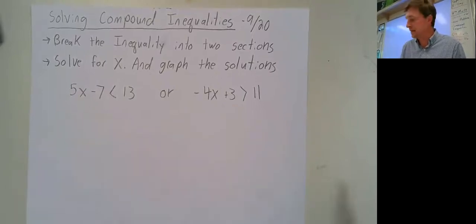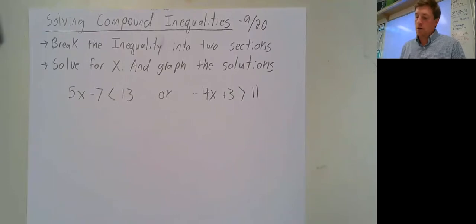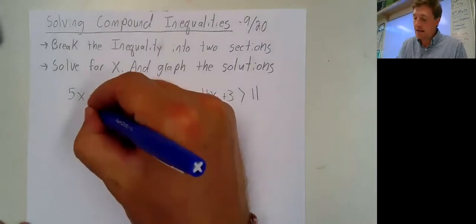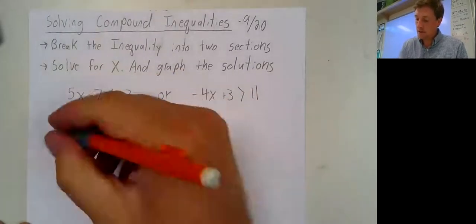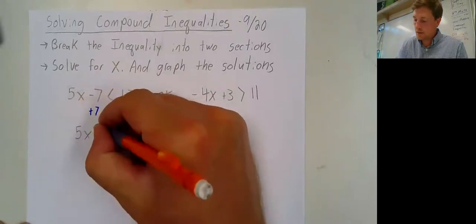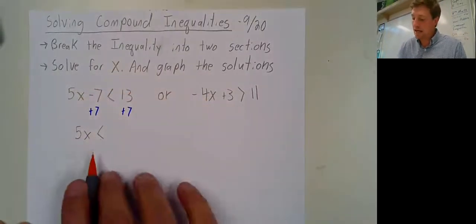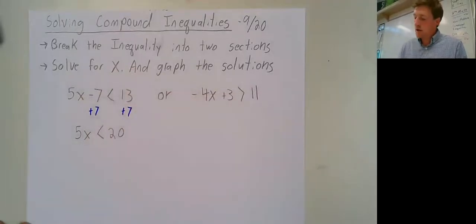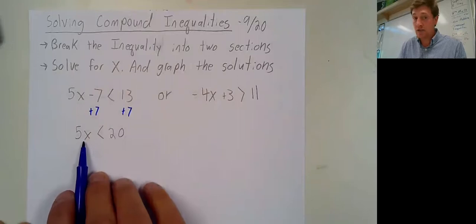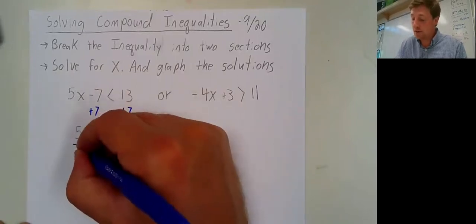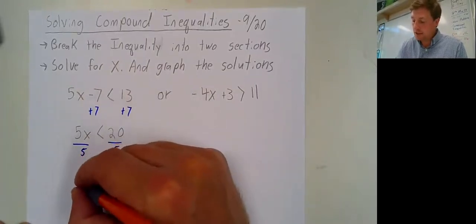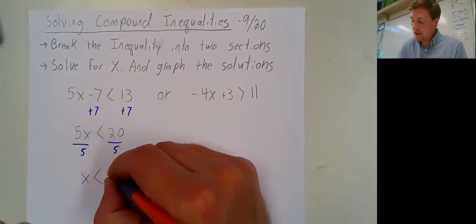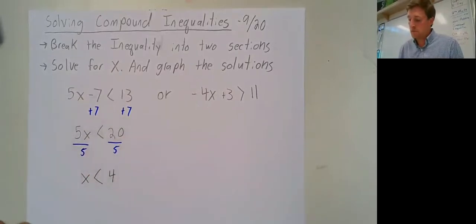So we follow the same steps here. Thinking about SAD-MEG, we're going to add 7 to each side. And we'll get 5x is less than 20. And then this is like saying 5 times x. So we need to do the opposite operation, which is division. So I'm going to divide each side. And I'm going to be left with x is less than 4. So that's it for that one. That's all we need to do.